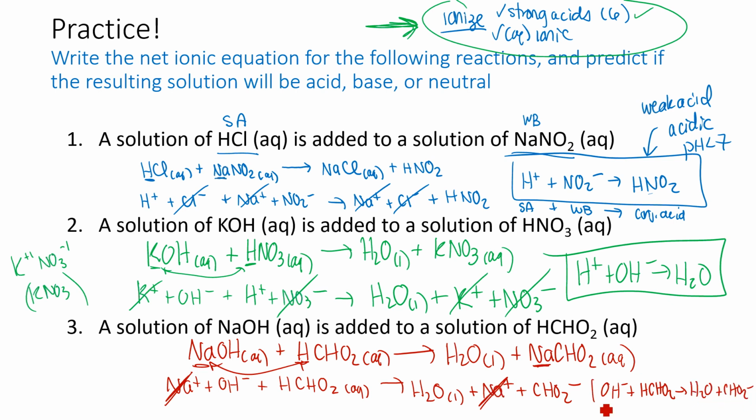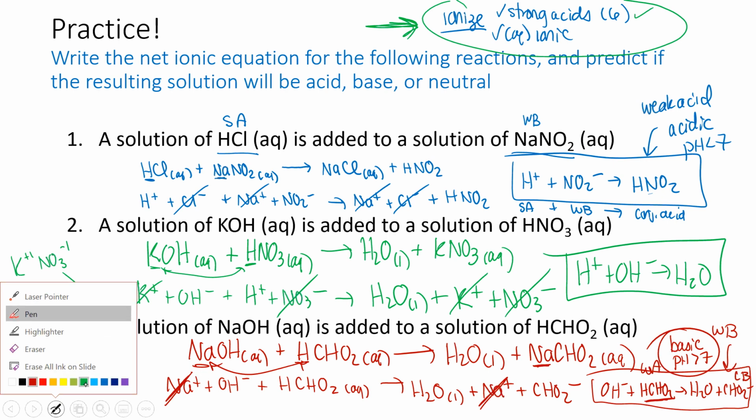Sorry, I kind of ran ahead here. I just realized I forgot to answer that second part of the question earlier, but in this one, notice that we're producing CHO2 minus, which is the conjugate base of a weak acid. So this is a weak acid. This is its conjugate base. So the conjugate of a weak acid is going to be a weak base. So this solution is going to be basic, which means we have a pH greater than 7.